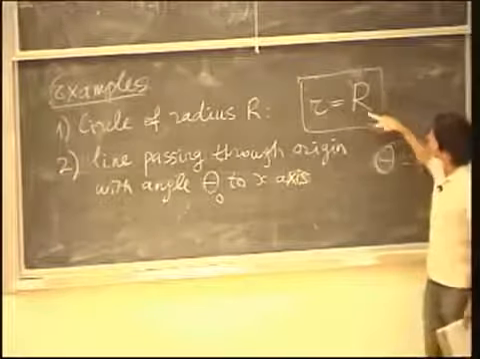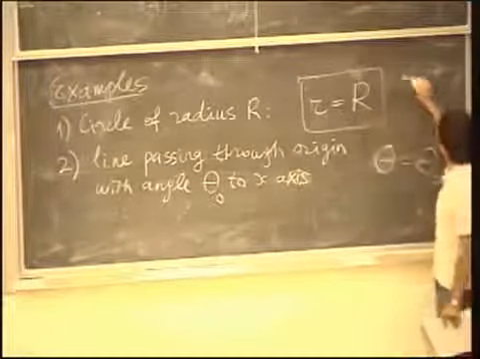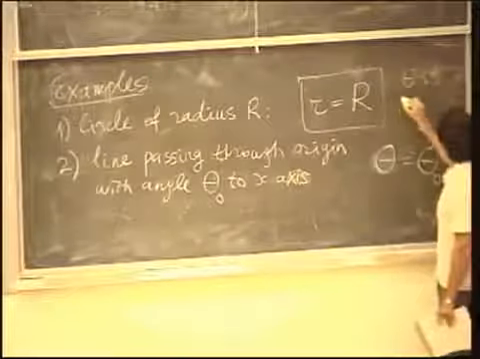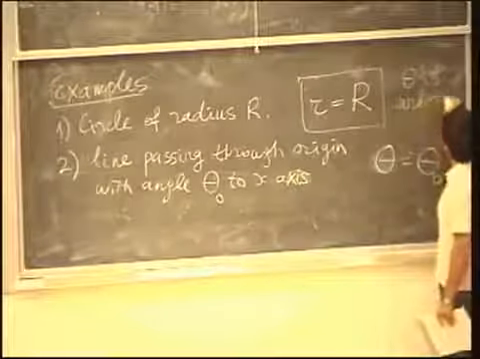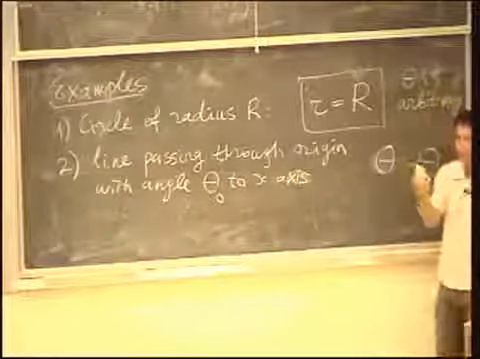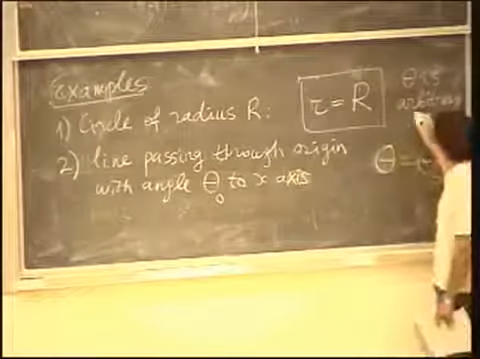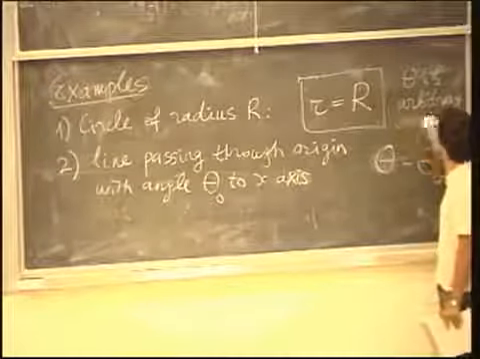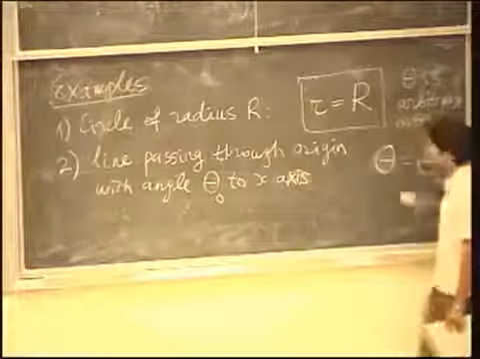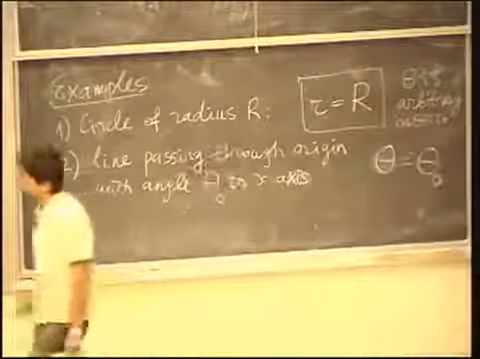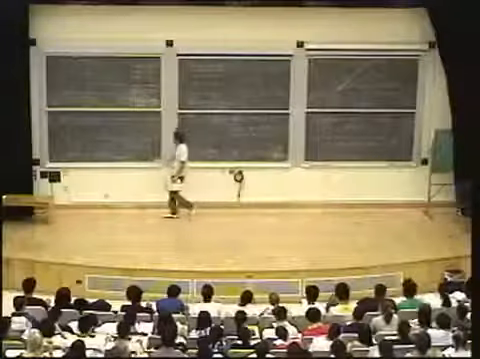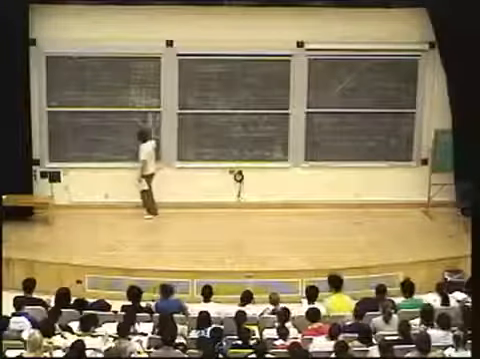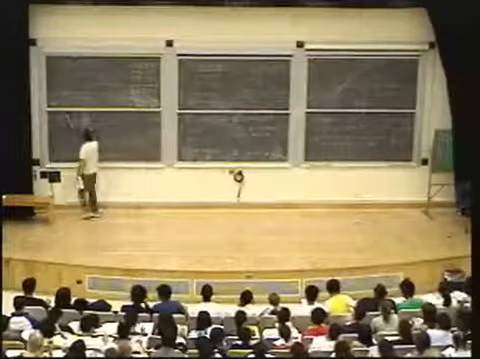But because theta does not appear in the equation, it means that theta is arbitrary within the allowed range of theta. And what is the allowed range? The allowed range here is from 0 to 2 pi. So that's the meaning of this. Okay. Now let's look at more complicated examples.